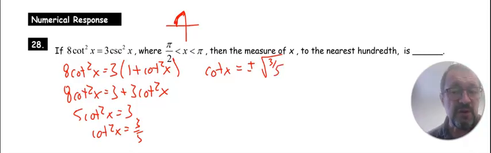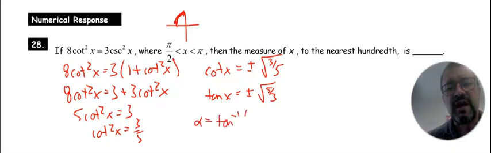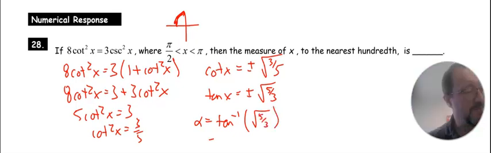Now, I'm going to use my calculator in a second here. So I'm going to reciprocate both sides to get the tangent. And that'll be plus or minus the square root of 5 over 3. So now I'm going to figure out what my reference angle is. I'm going to take the inverse tangent of the positive square root of 5 over 3.